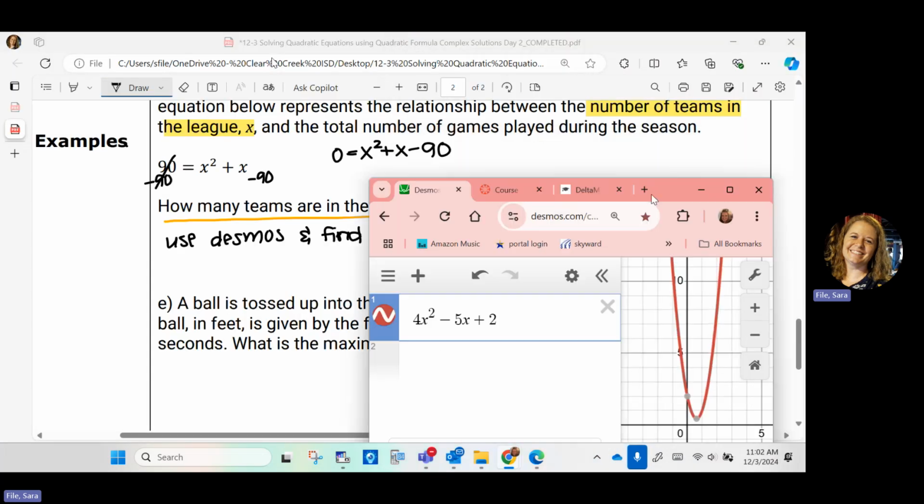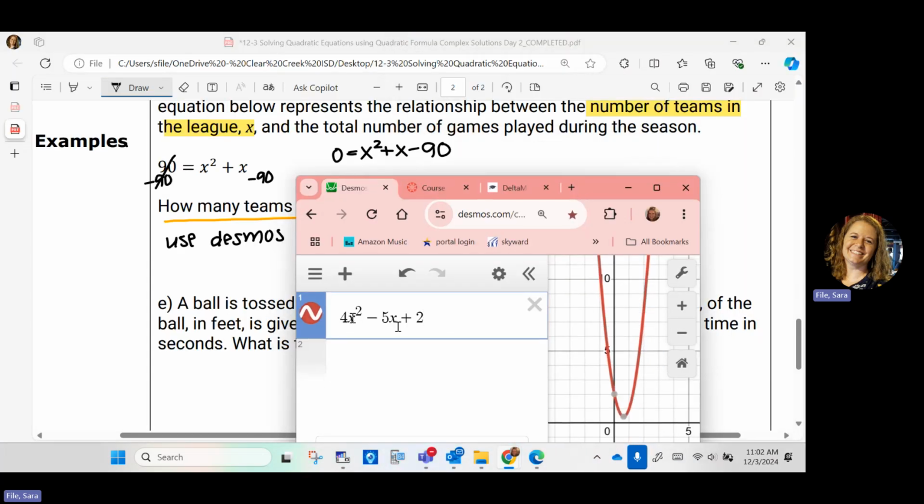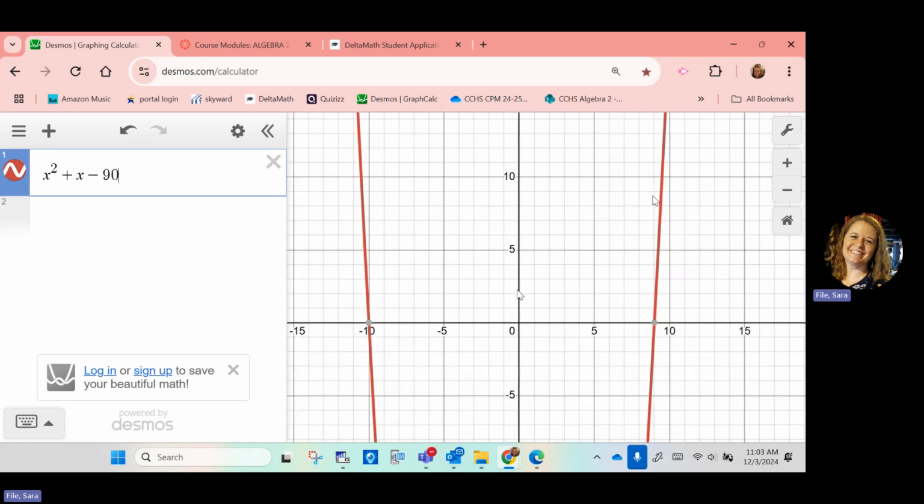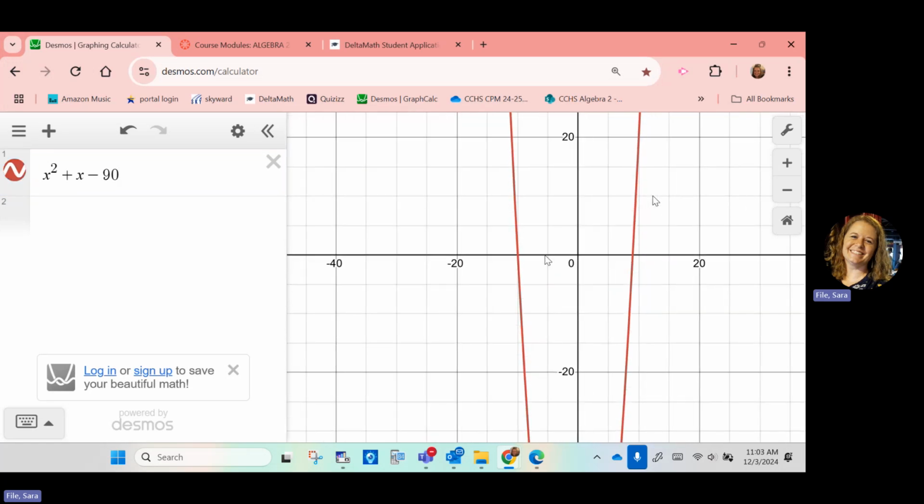And I'm going to type this equation in. One is x squared plus x minus 90. Okay, so here's my graph. I got to zoom out to see this graph, but here's the graph, and I see 2 x-intercepts. So tell me, in the context of this problem, does a negative answer make sense?